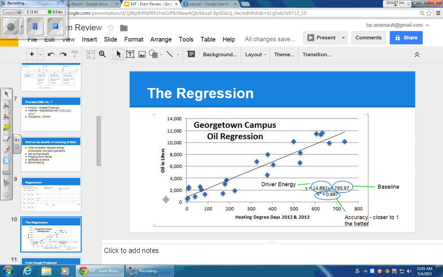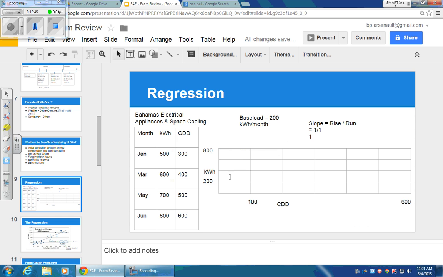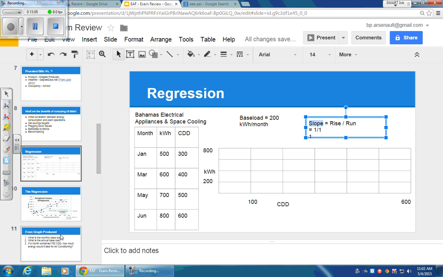I do not expect you to do that for the midterm. What I do expect is something like this: to be able to plot this, to tell me the slope, and then to interpolate off of it, to tell me what the base load is. If I gave you a month with X heating degree days, or a day with some number of heating degree days or cooling degree days, to tell me how much energy that would take.